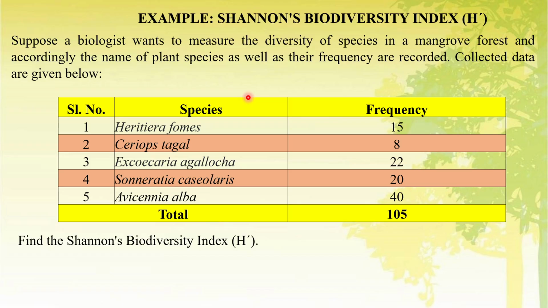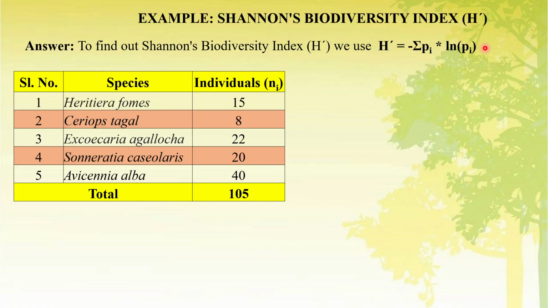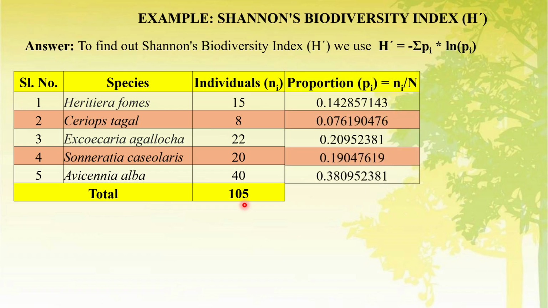Now we have to identify the Shannon's Biodiversity Index. So we use this formula and the data is here. So small ni is here and the capital N is this. First we have to identify the proportion, that is ni divided by N. So we have to divide this figure by 105 and the result would be this. Now this portion is ready.